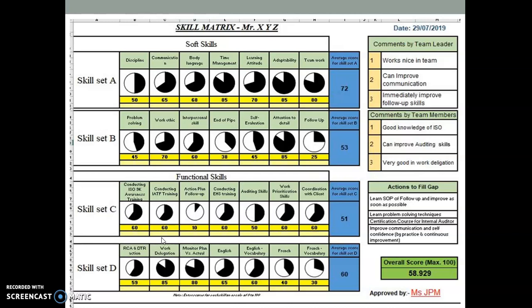So taking into account discipline, communication, body language, time management, learning attitude, adaptability, and teamwork, these are the dimensions within which we have given scores to the people. These are the circles which are covered. So that provides their status of competencies at present. On the basis of the lacuna, which is the white portion available, the remaining portion needs to be provided to the individual. These dimensions need to be enhanced for those individuals.